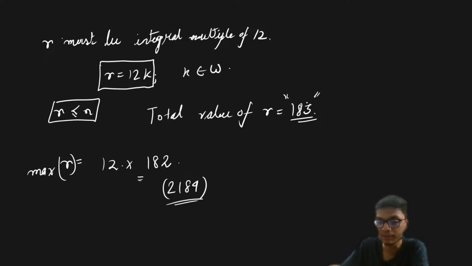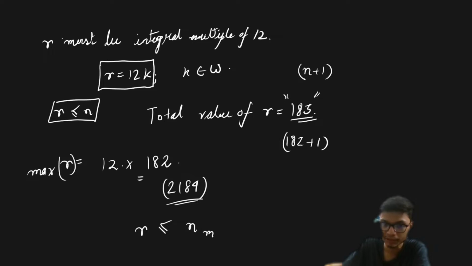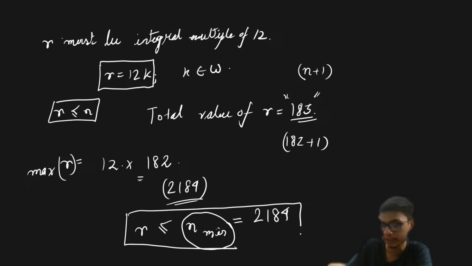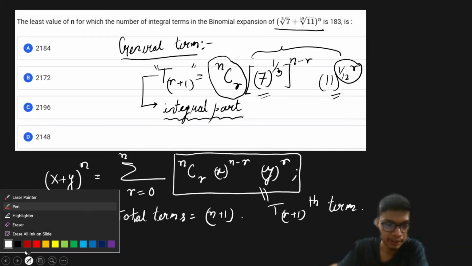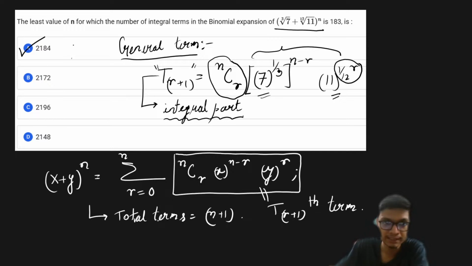Because we already know that the number of terms is n plus 1, right? So similarly I'm putting 182 plus 1, so I'm just putting 182, right? So from this I get the maximum possible r value. Therefore the maximum possible value of r must be less than or equal to n, so I can easily say the minimum value of n is 2184. 2184 is therefore the minimum possible value of n, right? Very simple, straightforward problem. So from here you will have option A as our correct answer.